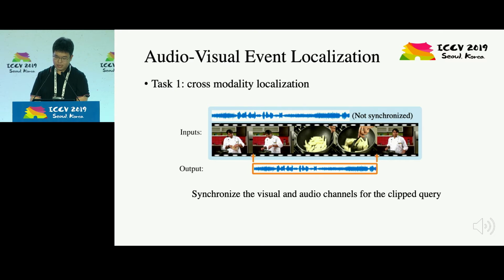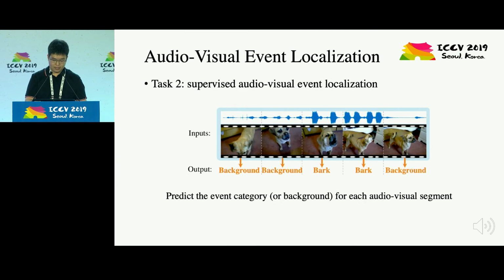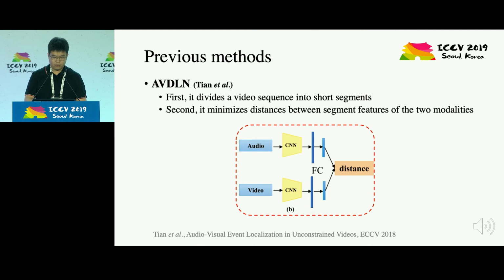The audio-visual localization includes two tasks. The first one is the cross-modality localization. The input is an audio sequence and a visual sequence. The target is to synchronize them. Given an audio query from other devices, it can be used to retrieve relevant clips in surveillance videos, which usually have no sounds recorded. And the second task is the supervised audio-visual event localization task. The input is the synchronized audio and synchronized visual signals. The output is the event category, including the background.